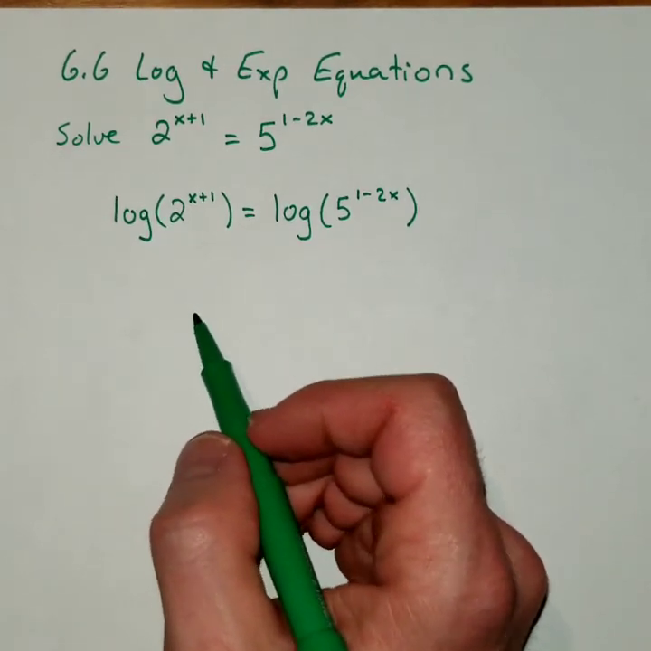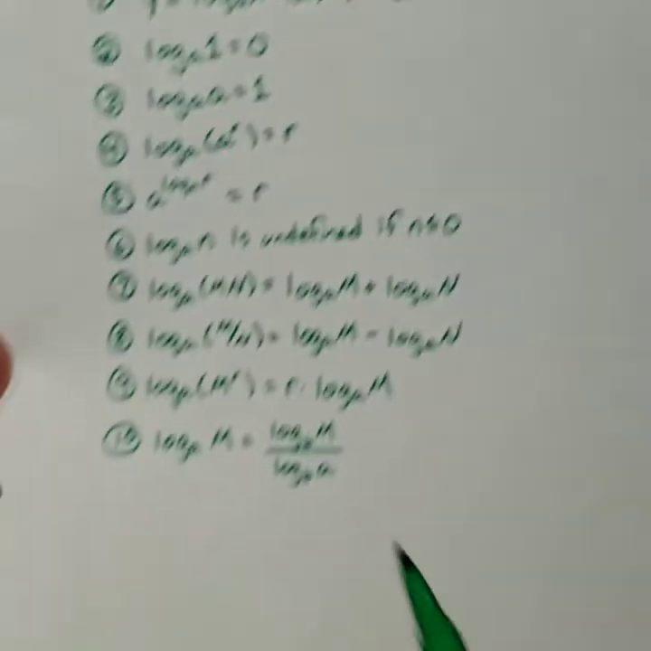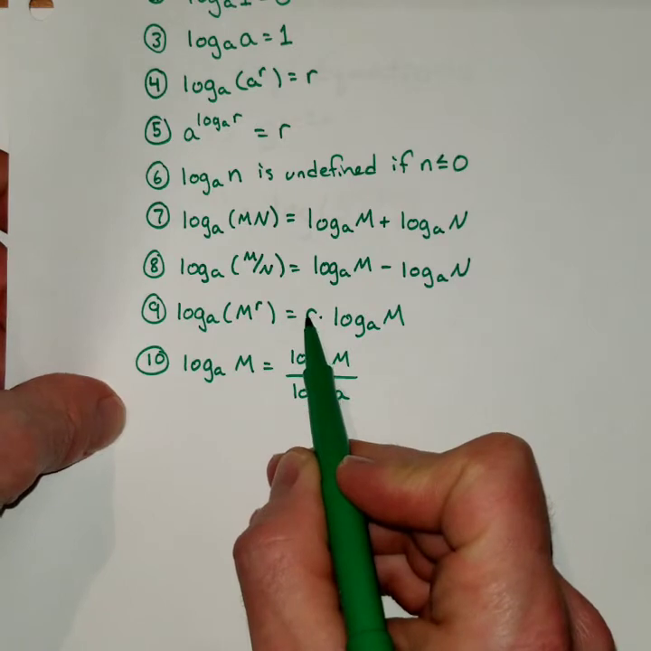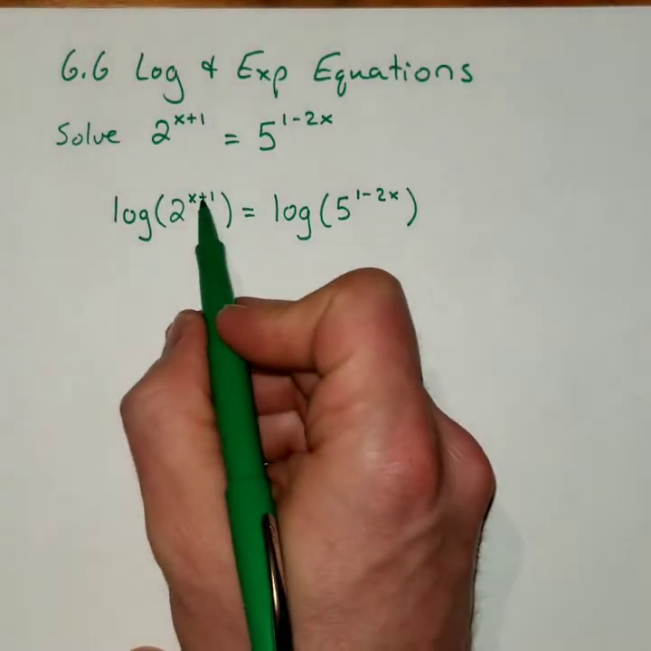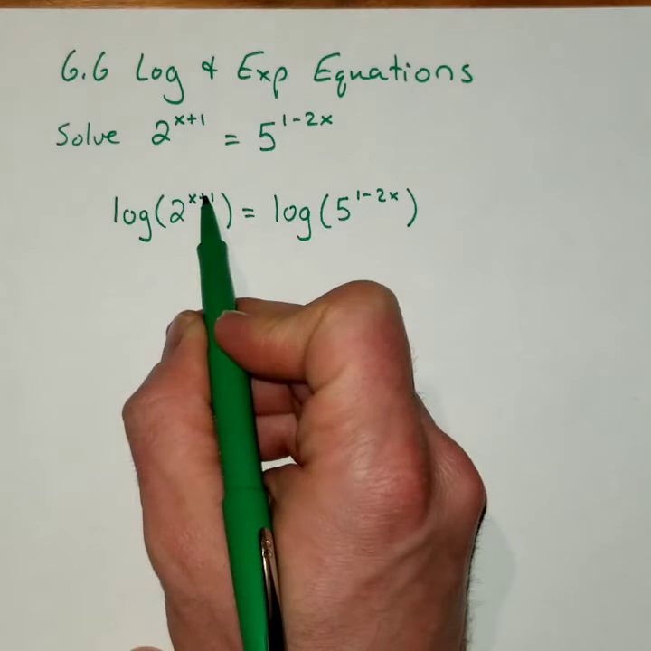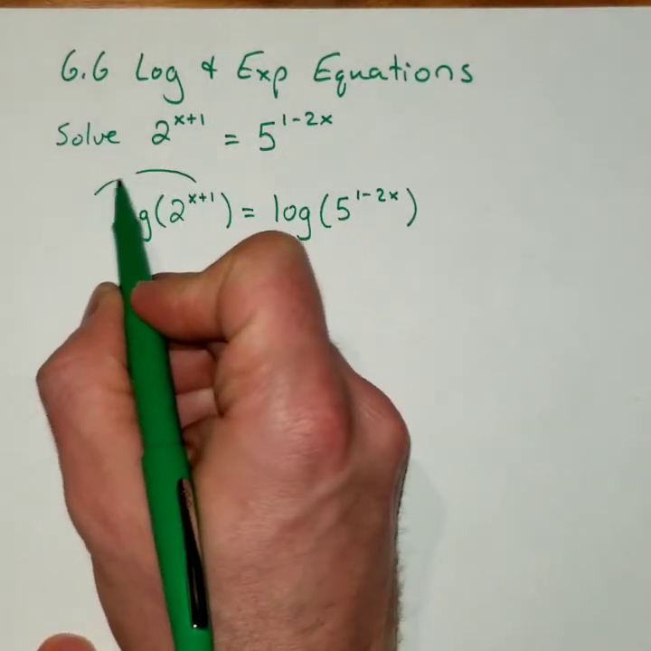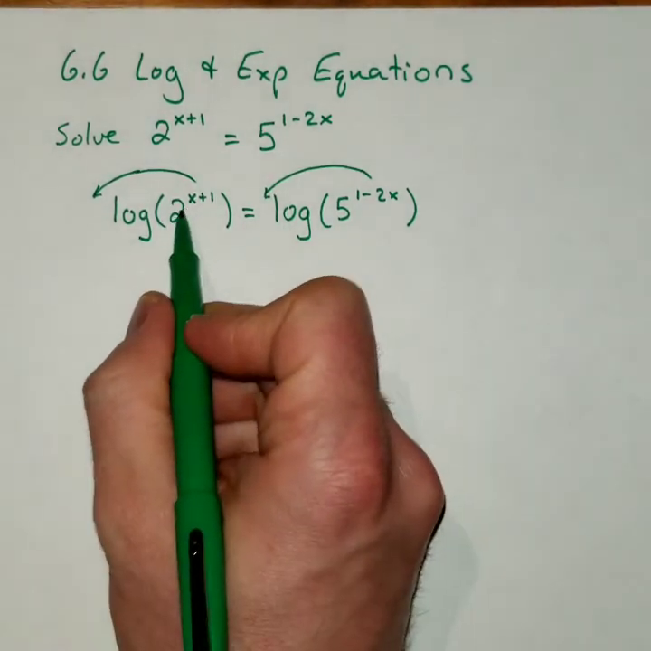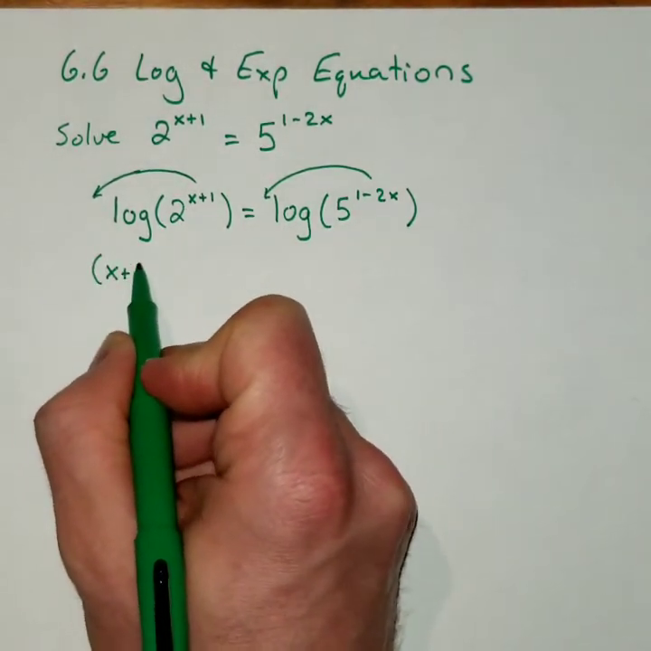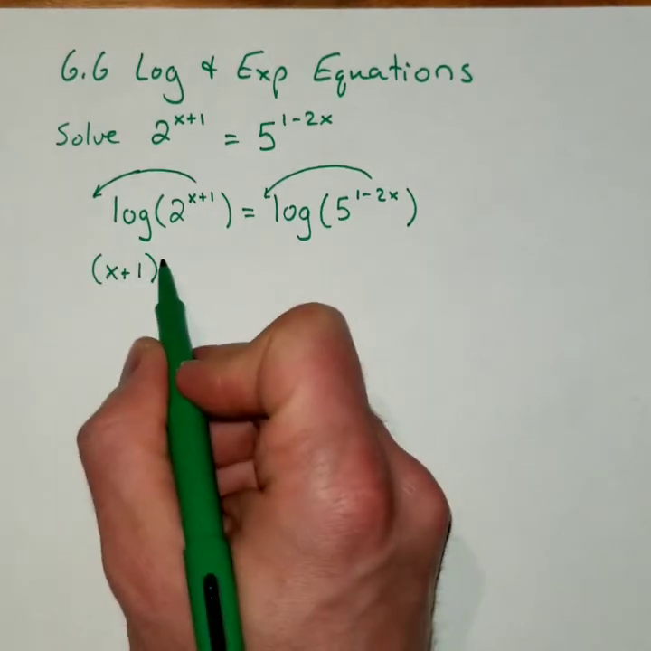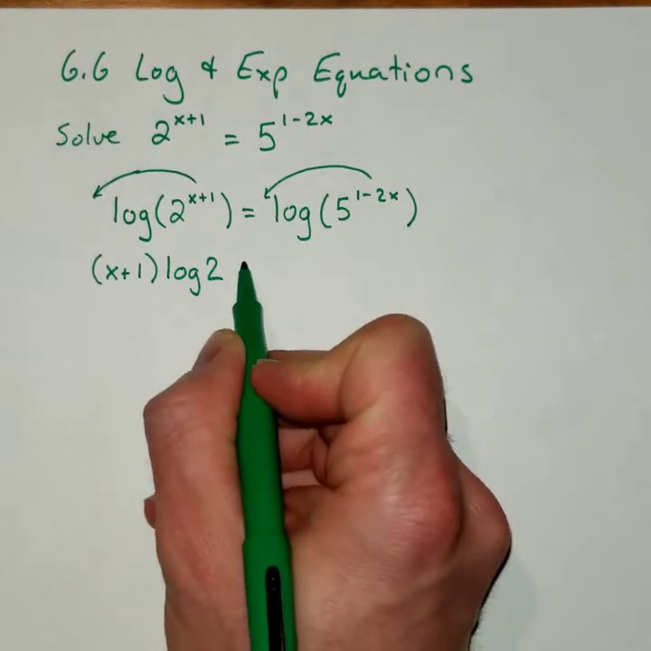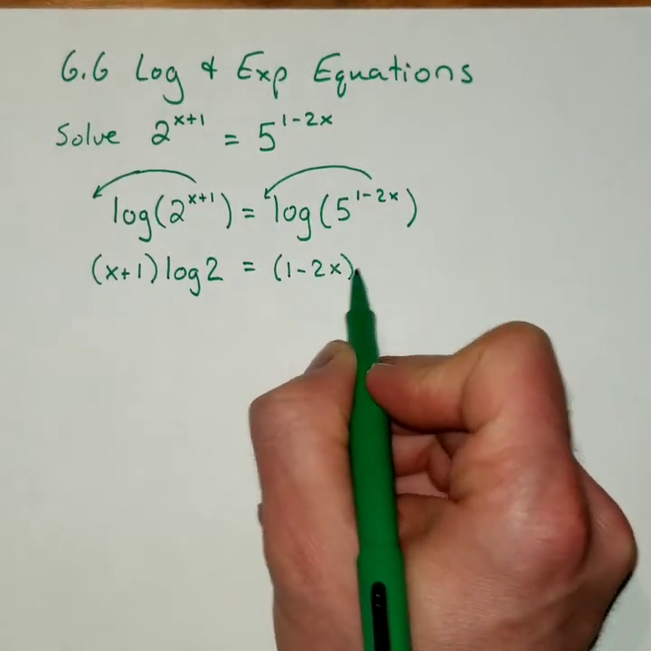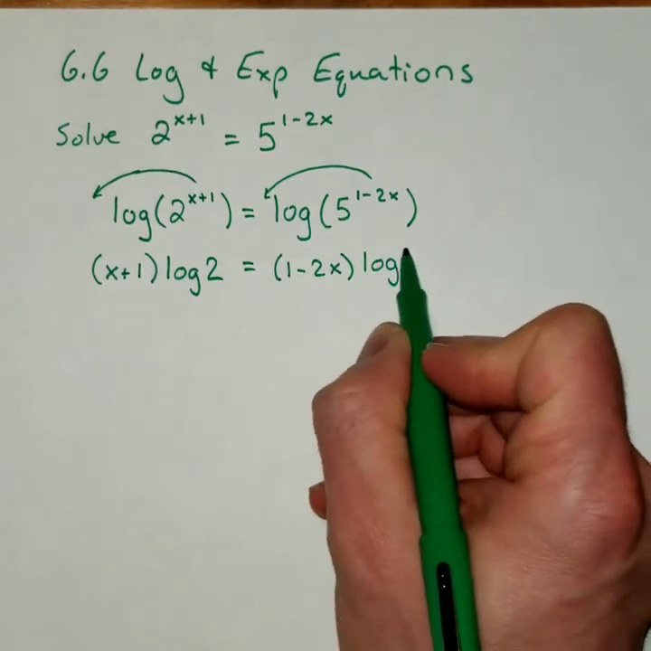Okay, now property number 9, remember, tells me that the exponent in an argument can come out as a coefficient. Here I have two complicated exponents, but they can come out as coefficients to the logs. Alright, so now I have x plus 1 on the outside multiplying the log of 2. And here I have 1 minus 2x on the outside multiplying the log of 5.